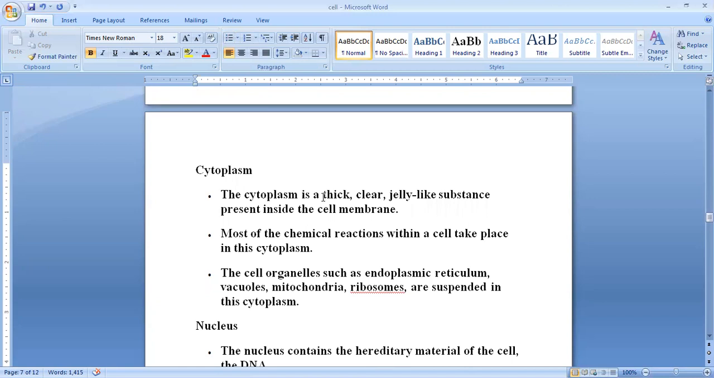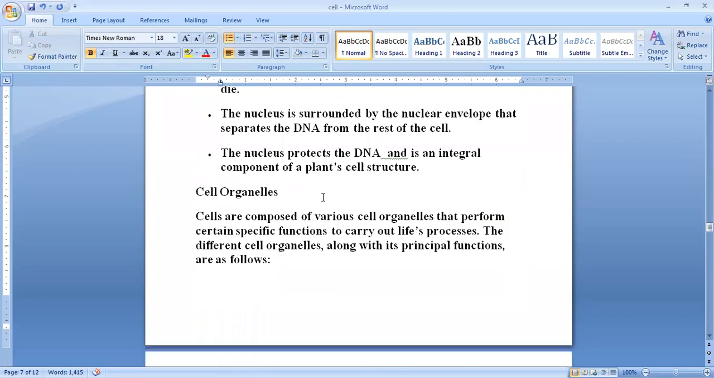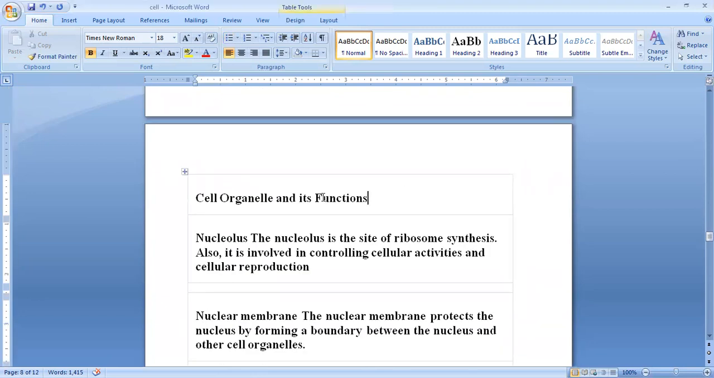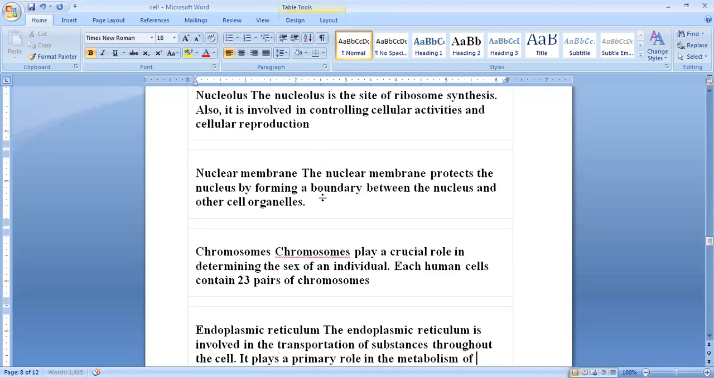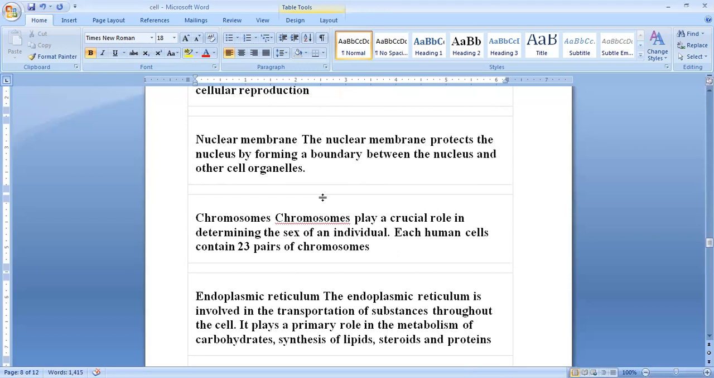After this, we have the cytoplasm. It is a thick, clear, jelly-like substance present inside the cell membrane, where most of the chemical reactions take place. Mitochondria, nucleus, ribosomes are present here. Now, if we come to cell organelles, they perform specific functions. We have the nucleus. It is the site of ribosome synthesis. It controls cellular activities and cellular reproduction. The nuclear membrane protects the nucleus by forming a boundary. Chromosomes play an important role in determining the sex of an individual.